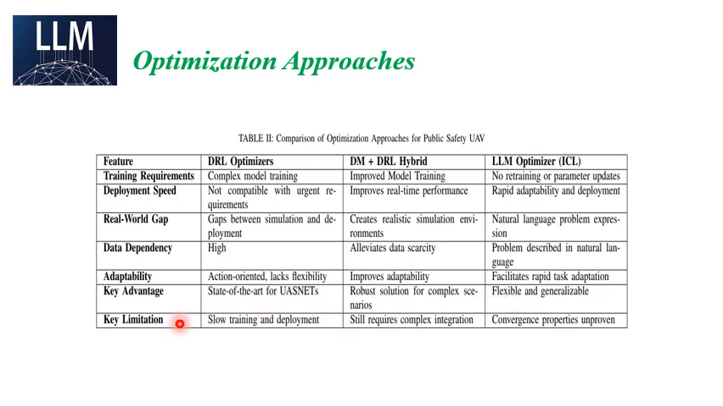And what are their key limitations? For the DRL optimizer, we have slow training and deployment. We may have the simulation to reality problem. When combined with a diffusion model, it still requires complex integration, and the convergence property of ICL is not proven yet. So overall, in this table, you saw a comparison between the DRL optimizer, hybrid optimizer, and LLM optimizer from different points of view.